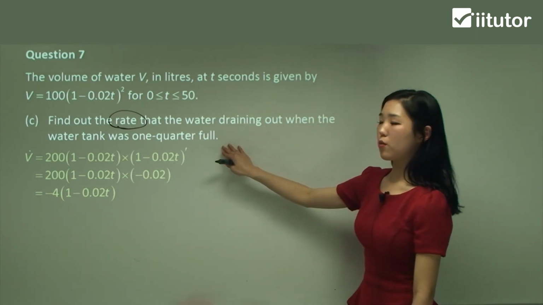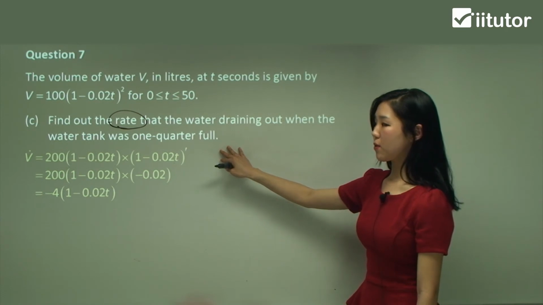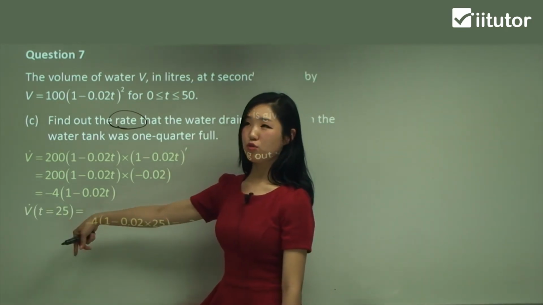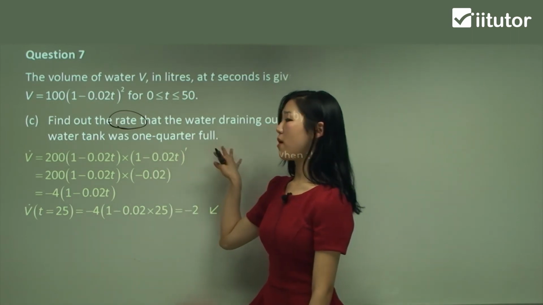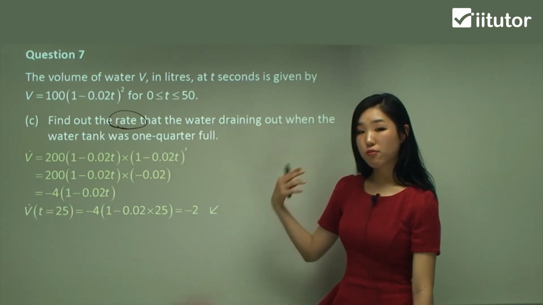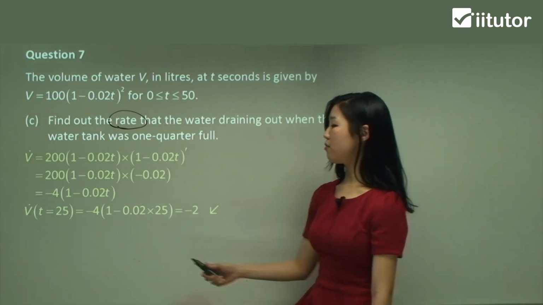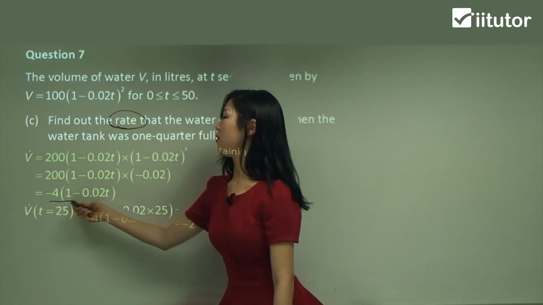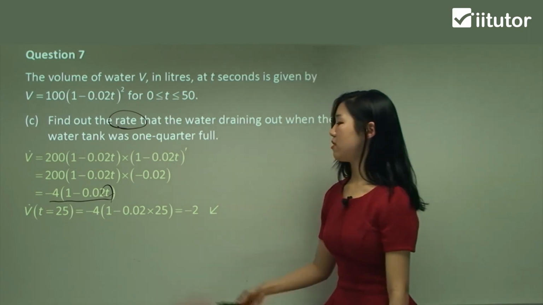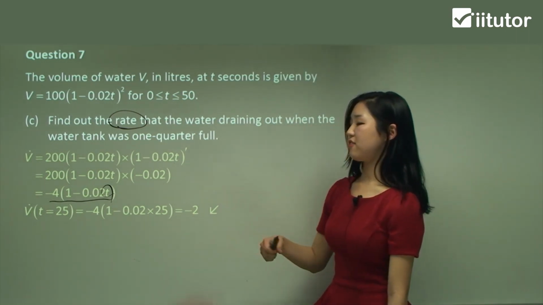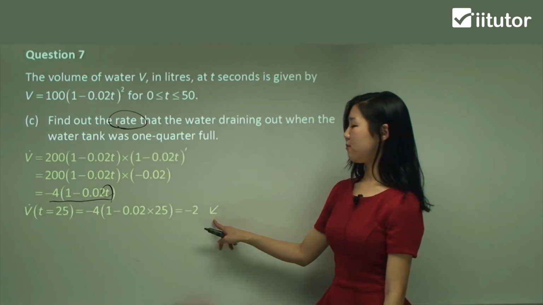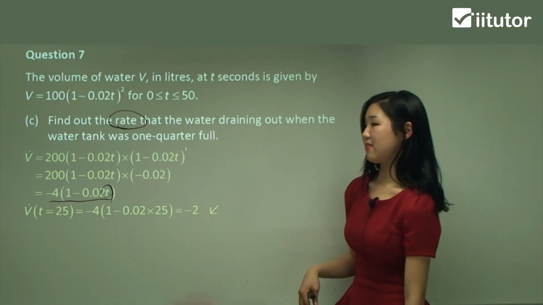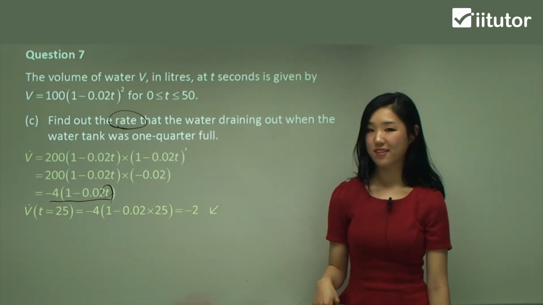Now, when it was 1/4 full, guys, remember in our previous question, we found that it was 25. It took 25 seconds for it to be 1/4 full. So to find the rate at t equals 25, we simply sub in 25 into this equation here. So sub in 25 into there, just like this, and calculate it on your own. You should be able to get -2. Okay, and that's it, guys. That's the answer to the question. That's all they're requiring you to do.